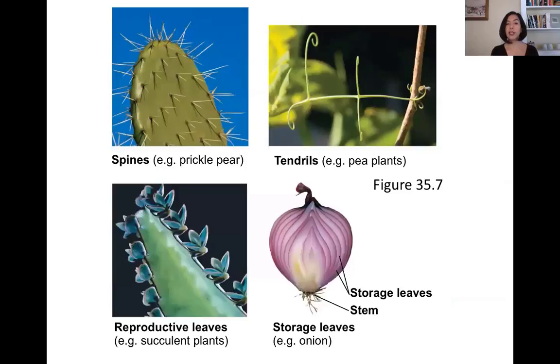But look at all of these different forms of leaves. So this is another organ that plants can have. In here, we can see spines that are coming from a prickly pear or nopal, and the spines are actually leaves, modified leaves that get really, really hardened with time. Tendrils in pea plants are modified leaves that have a function to climb.